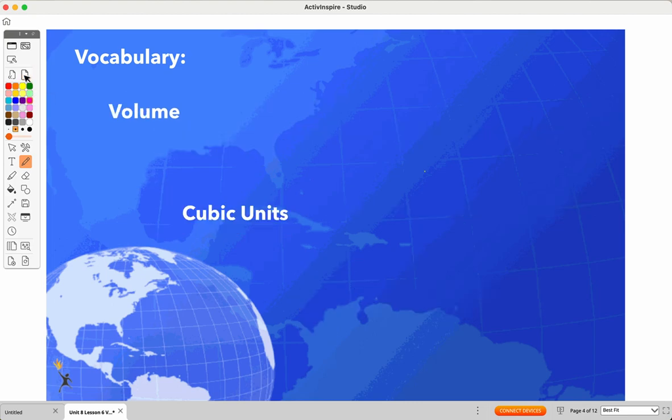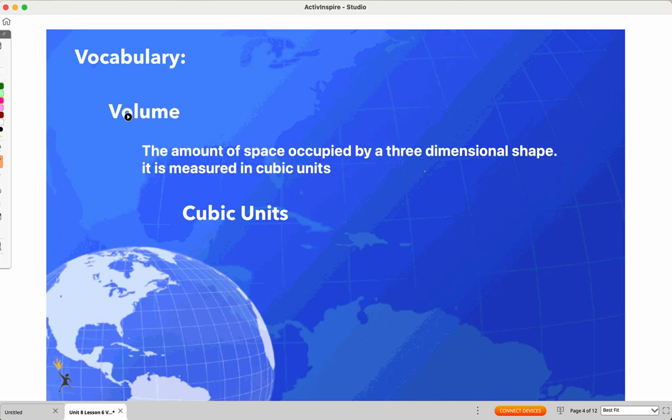From here, one of the things we're going to move on to is the idea of volume. Volume is the measure of how much space is occupied by a 3-dimensional shape, and it's always measured in cubic units. So how much space does it take up? If you have a cereal box, it's how much cereal is inside that box. How much can you fill inside that box? That's its volume. How much can you put inside?